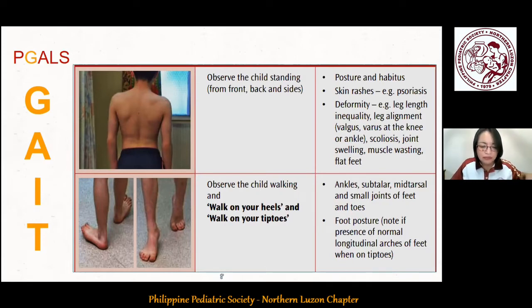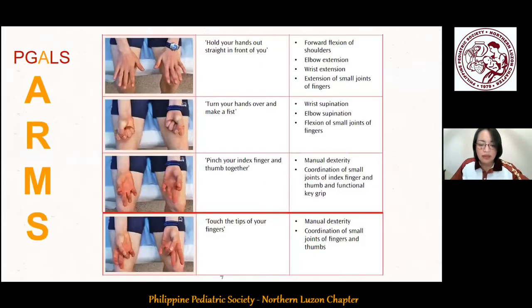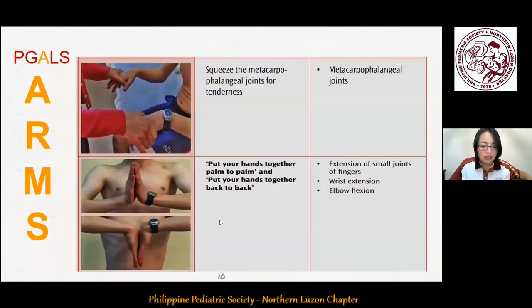Okay. So next, to examine the different joints of the arms. So aside from the small joints of the digits, manual dexterity and coordination is also assessed with these maneuvers. So we ask the patient to hold the hands out straight, make a fist, pinch the fingers and thumbs together, and touch the tips of the fingers. So it's really quick. Okay. And then part of it is to squeeze the metacarpophalangeal joints for tenderness.